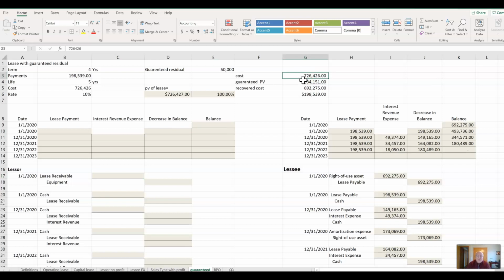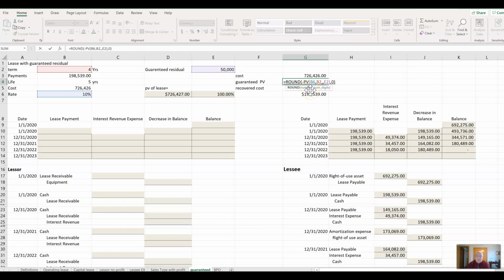Okay, so the cost of the asset was $726,426. Then what we'll do is subtract the present value of the residual value. So $50,000 at 10% for 4 years comes up to $34,151. I did that by doing my present value tables with my round function. So this is the recoverable cost that we want, $692,275. That's how much we plan on recovering from it. So to get our payment, we do the payment function, 10% for 4 years on $692,275, and that comes to a payment of $198,539.